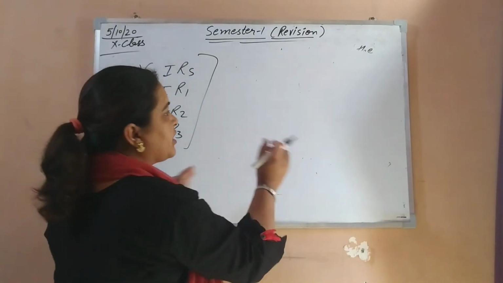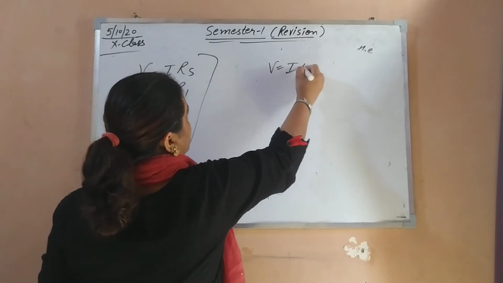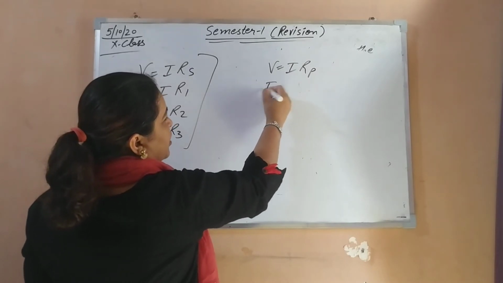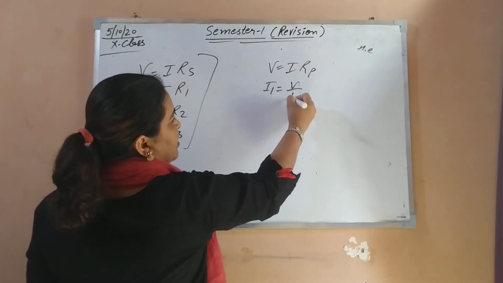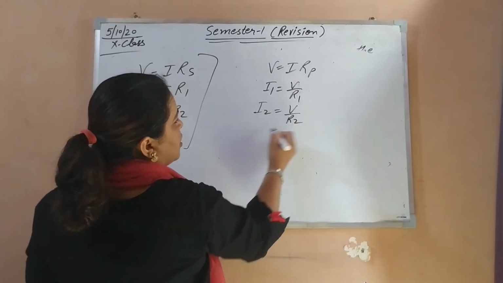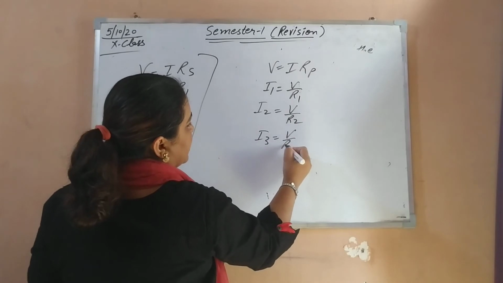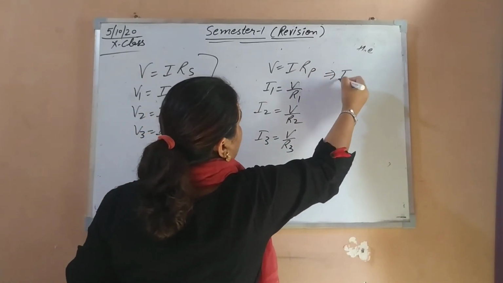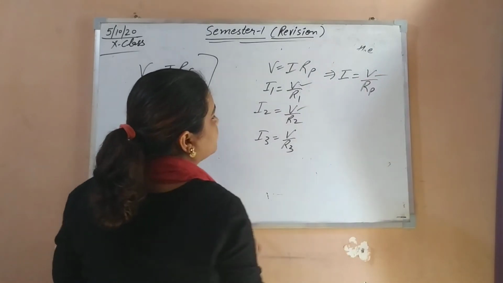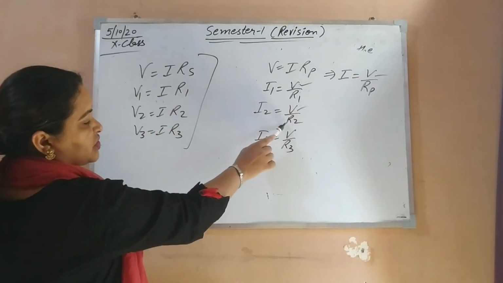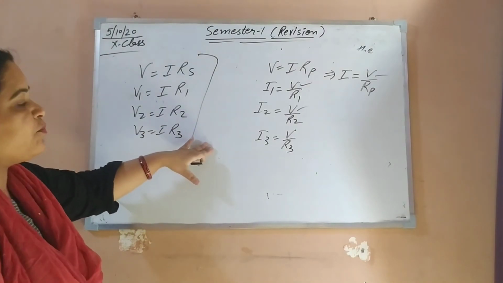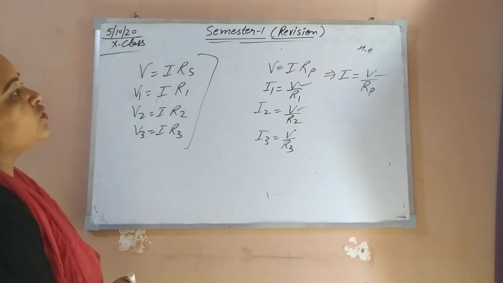And in a parallel combination numerical, V is equal to I Rp. The potential remains the same, current changes. So I1 is V by R1, I2 is V by R2, and I3 is V by R3. Because from here you can calculate total current. Here potential remains the same, only there is a change in current and resistors in the circuit. Only these steps you have to prepare from the exam point of view, and easily you can solve the numerical.